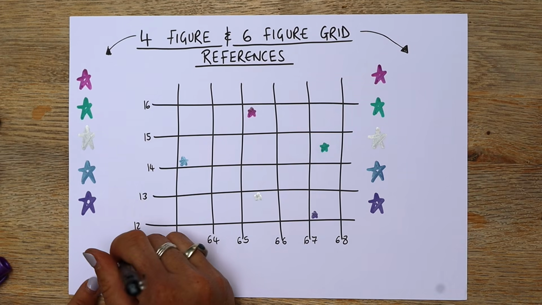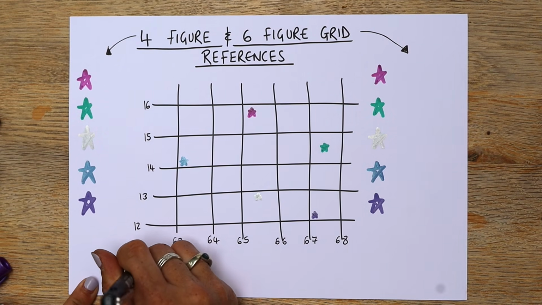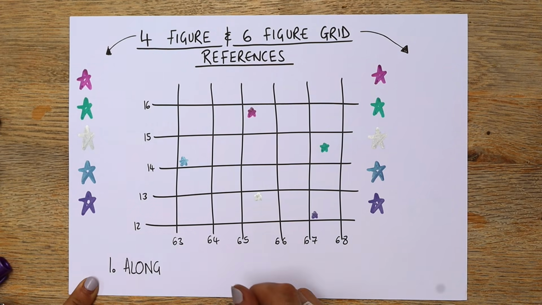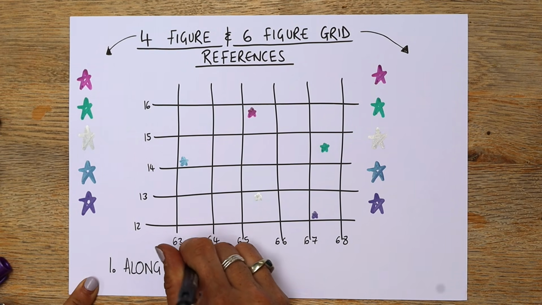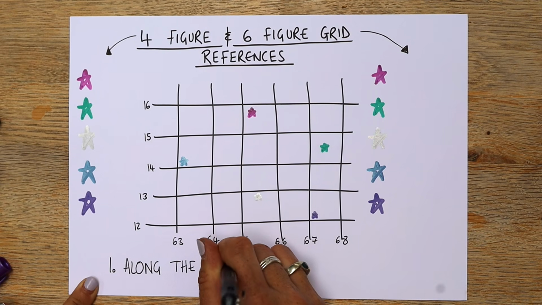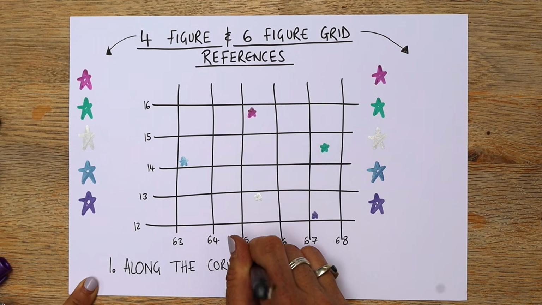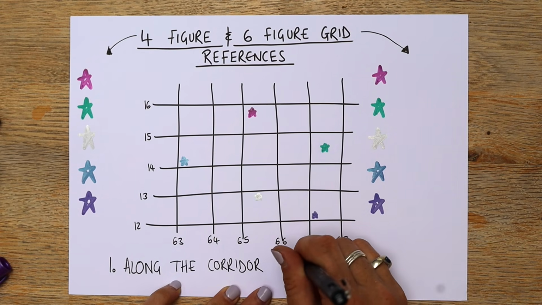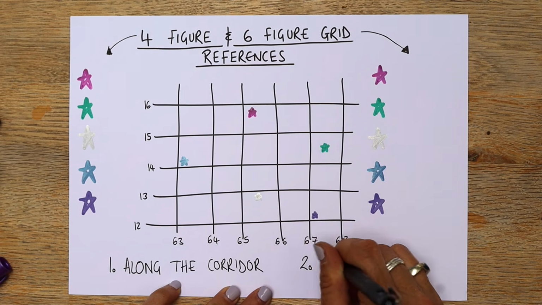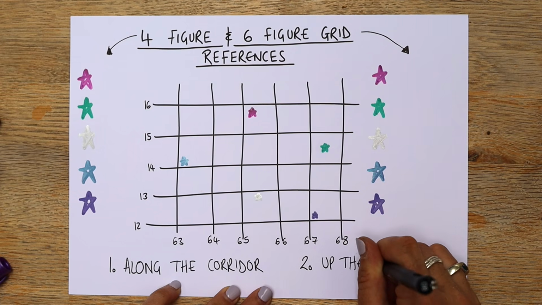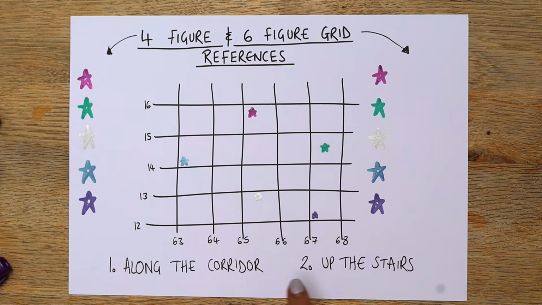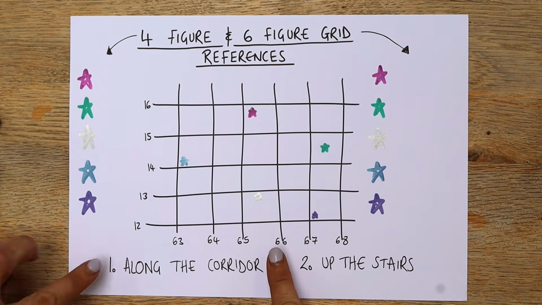Right, the most important thing to remember is that to work things out you have to start firstly by going along the corridor, and then you go up the stairs. So then number 2 up the stairs. And what that means is you find your number along the bottom first, so along the corridor, and then you go up the stairs.